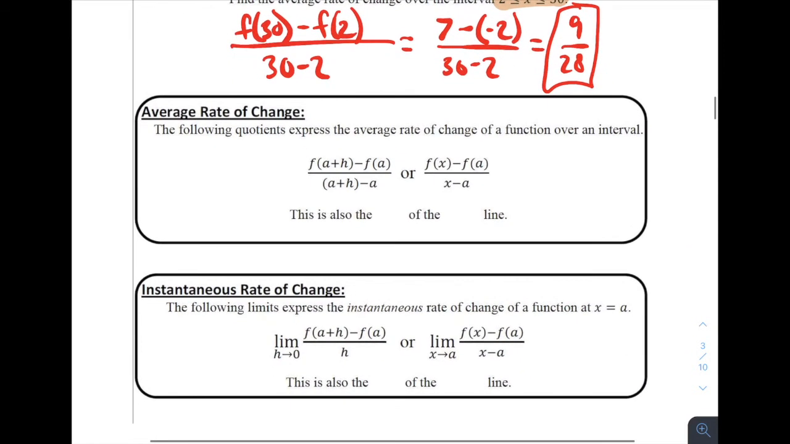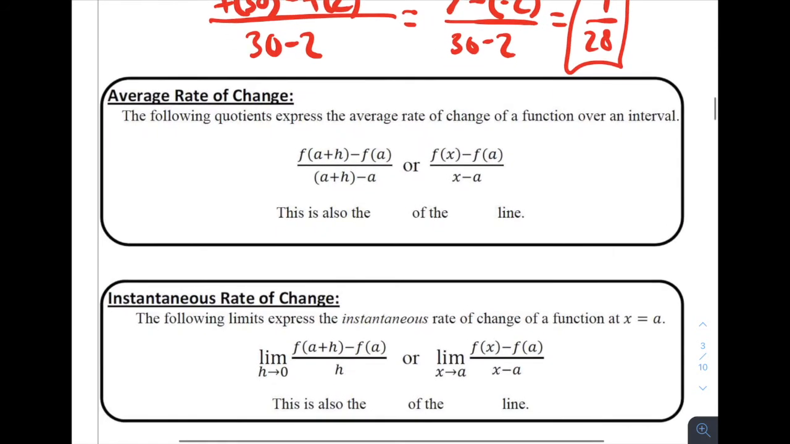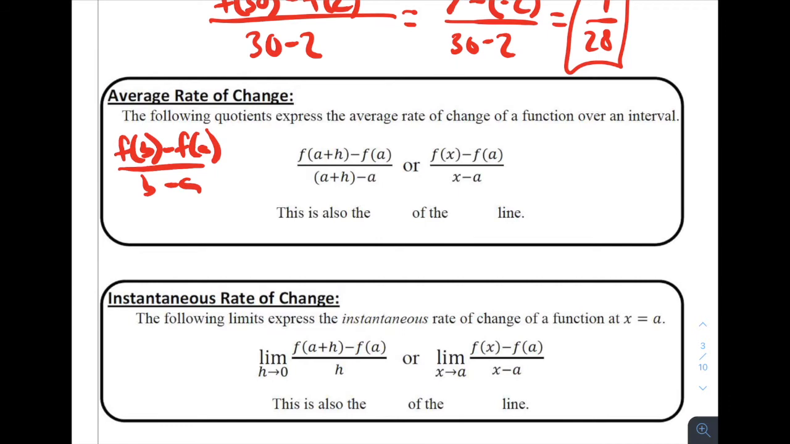All right, so this leads us into what the average rate of change is. So the following quotients express the average rate of change of a function over an interval. f of a plus h minus f of a divided by a plus h minus a, or f of x minus f of a over x minus a. So what is this? We had said earlier that essentially the way that we talk about the average rate of change is like f of b minus f of a all over b minus a. And so we can sort of see immediately that this is in that same form, right? They just switched the x value with the b, and it's the exact same thing.